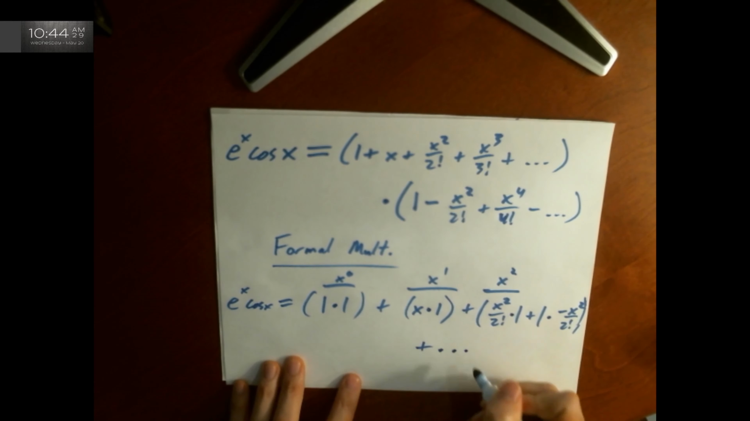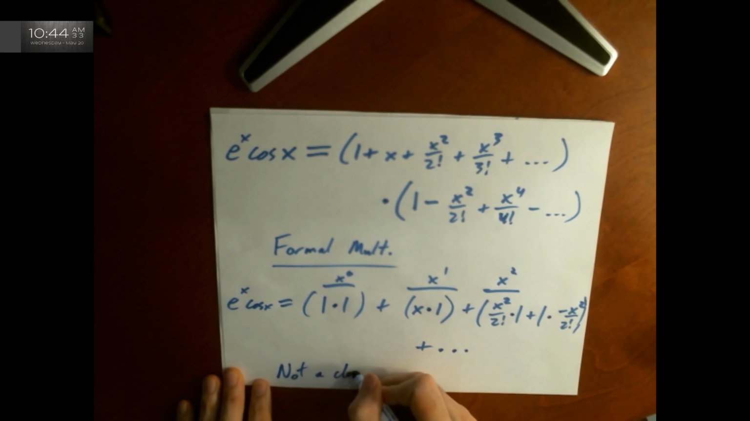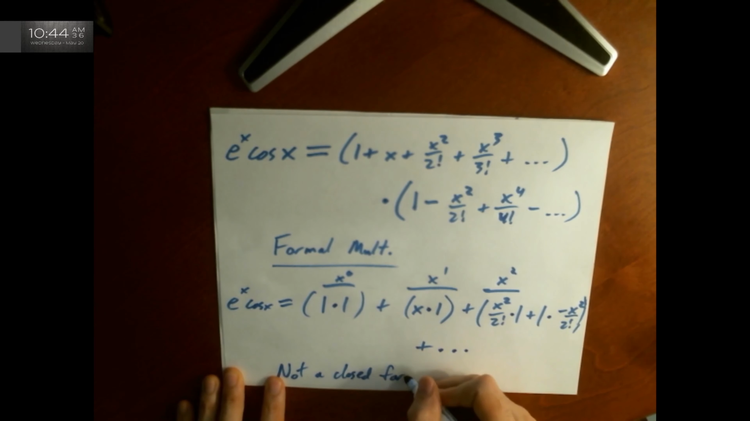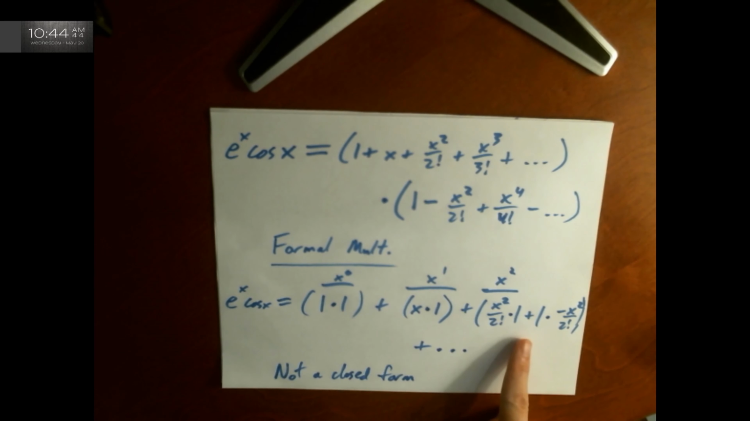And we would continue. But of note, this is not a closed form. You're not going to be able to write a nice expression in terms of n that gives you the coefficients of each of these powers. So far we have 1, 1, 0. And x cubed is not 0. We don't get a closed form. And that's okay.